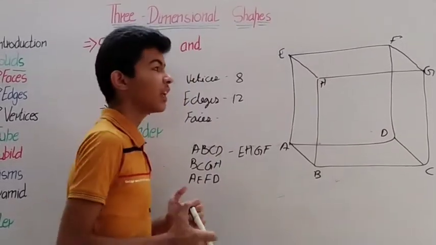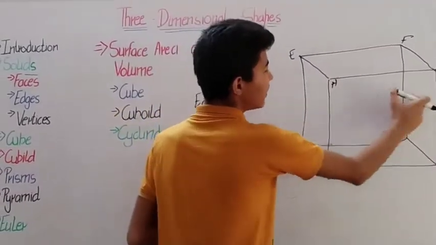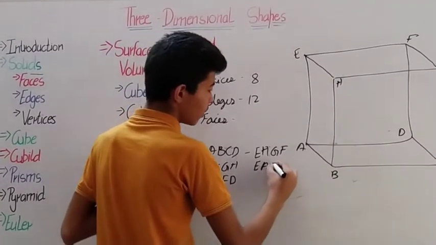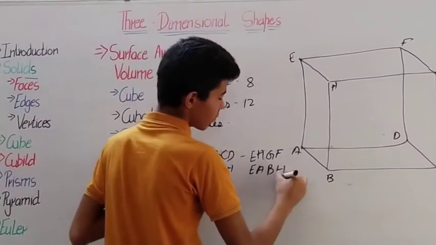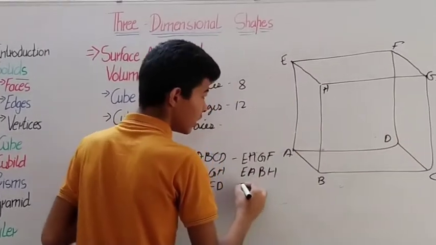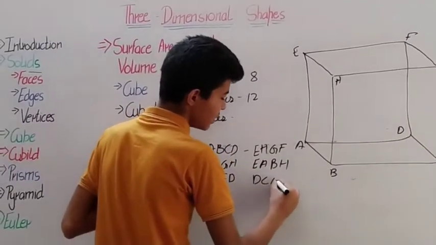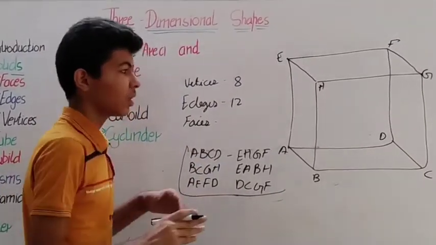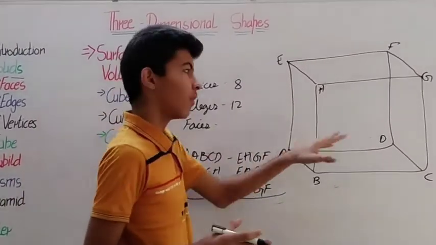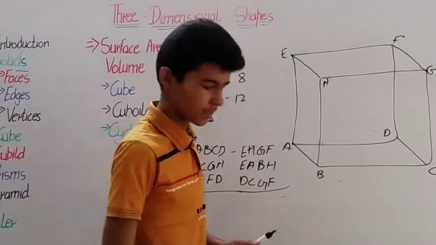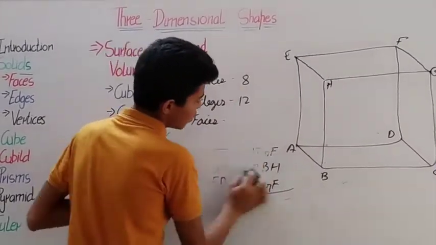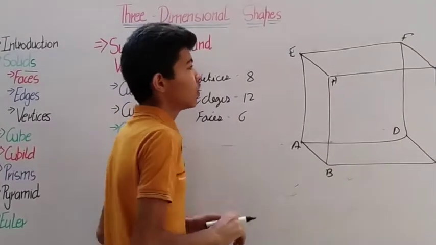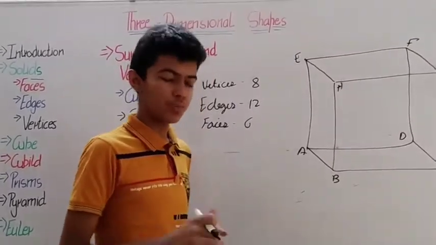Now we are left with the two faces on either side, that is EABH, and here we have DCGF. So these are the faces. We have a total of 6 faces: 2 lower and top, 2 front and back, then 2 on the sides. So a cube has a total of 6 faces. These are the properties of the cube.